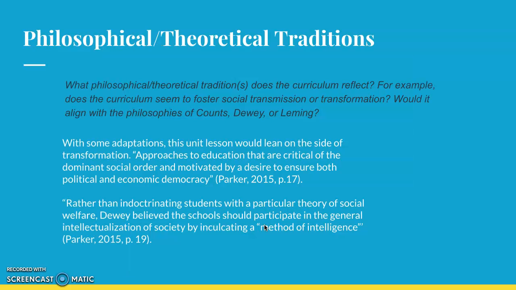Philosophical and theoretical traditions. I do think that this unit is on the side of transformation. I think there are some adaptations that need to be made, but the book says that transformation should be approaches to education that are critical of the dominant social order and motivated by a desire to ensure both political and economic democracy. And so I do think this unit has underlying ways that it does that.